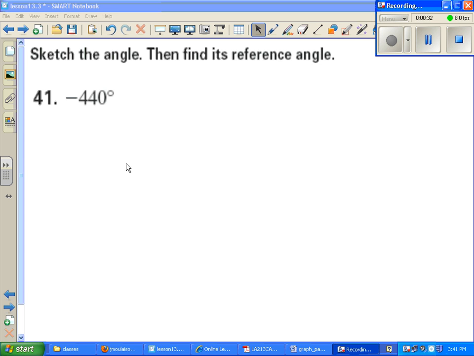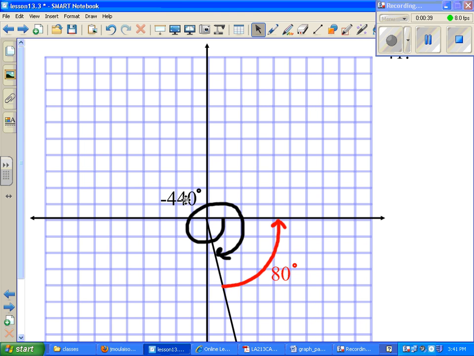So I'm going to begin by sketching negative 440 degrees. So here's my angle of negative 440. Well, negative would mean clockwise direction. All the way around the circle would be 360. And then to get to 440, I need to go 80 more degrees. So this last part of the angle here, that's 80 degrees, and that's the reference angle. That's the acute angle between the terminal ray and the x-axis. So that reference angle is 80 degrees.